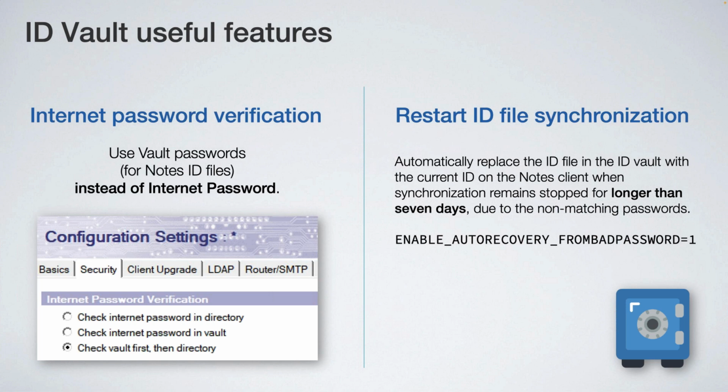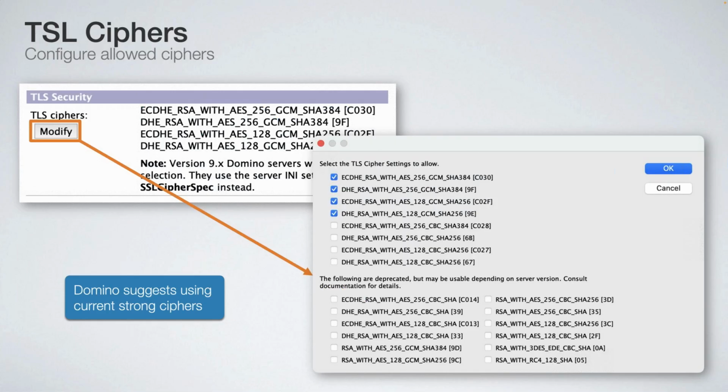So these settings will tell ID Vault, okay, if the synchronization does not happen for more than 7 days, there is something wrong. And probably in ID Vault there is old information, and the actual correct information is on the user PC. So after 7 days, please archive what you have in ID Vault and store the Notes ID from the user PC to the ID Vault, so we can start synchronizing again. So this is a great relief for admins who have to solve this problem.